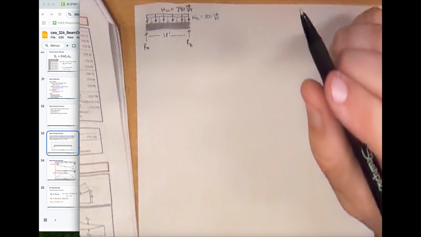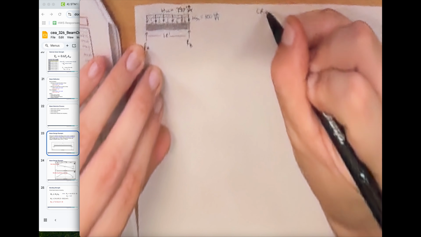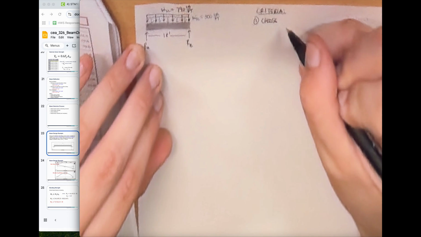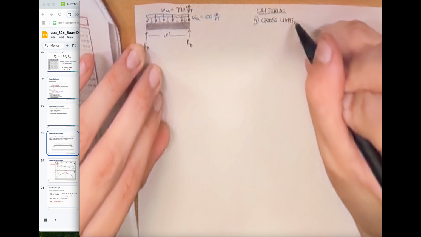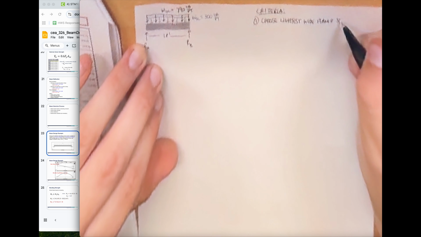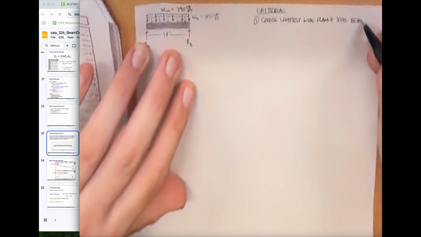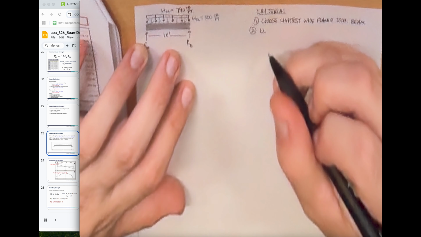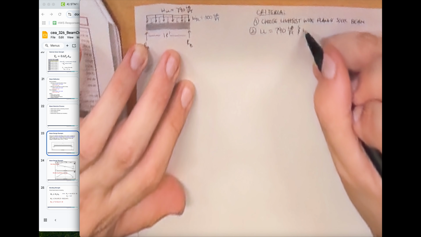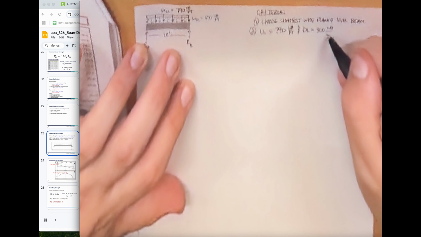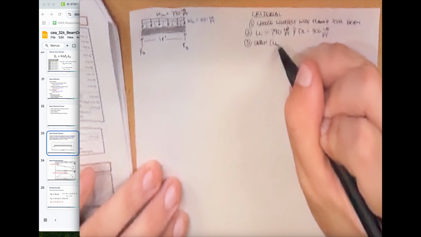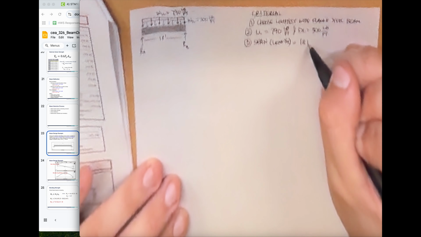Okay, so let's get ready to begin. I'm going to write down some criteria here. This is the criteria for our beam. First off, we want to choose the lightest wide flange steel beam. Second, we need to support a live load equal to 790 pounds per foot, and also a dead load equal to 300 pounds per linear foot. In terms of the span or the length of the beam, it's going to be equal to 18 feet.